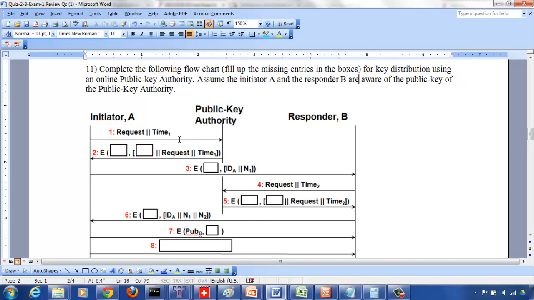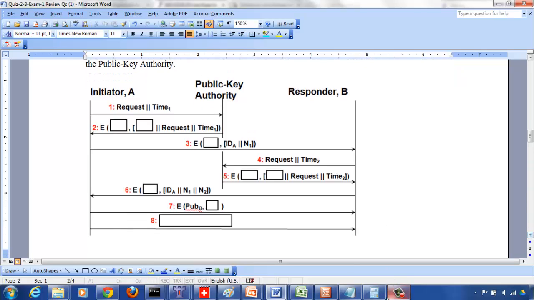Okay. Similarly, for the public key authority, try to understand the whole thing, how each of those steps are executed, and then try to incorporate them. Fill up the missing things.